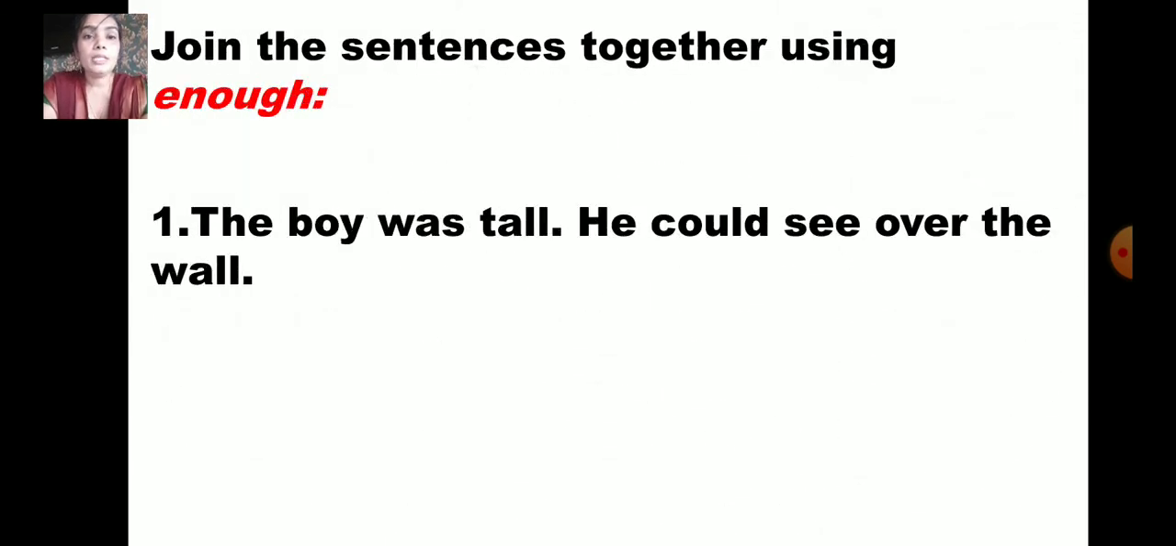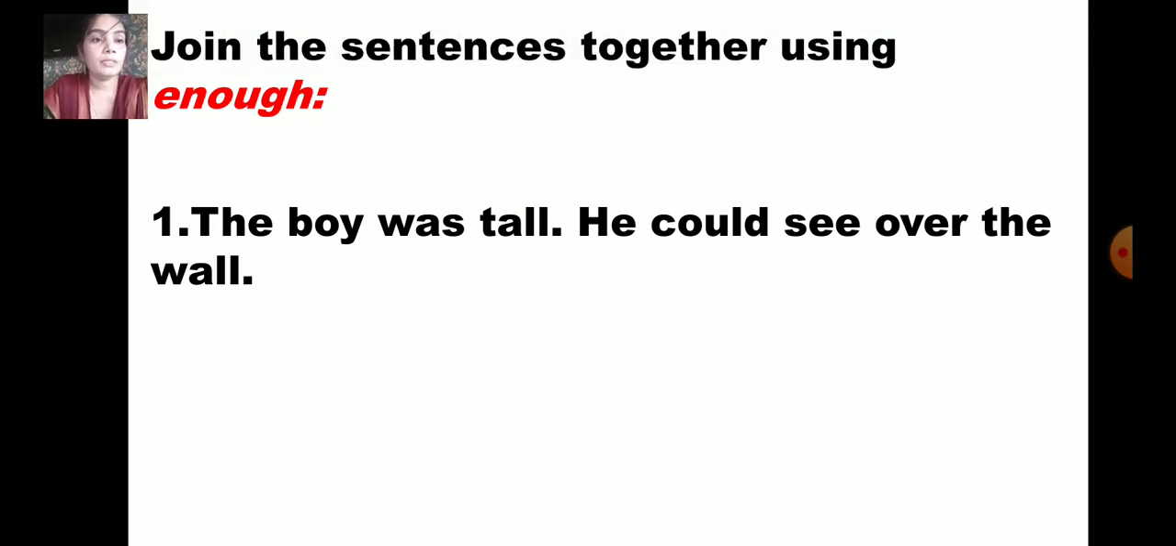And join the sentences together using enough. Enough means so much. So the boy was tall. He could see over the wall. So enough means there is more. So the boy was tall enough. He could see over the wall. So the boy was tall enough to see over the wall.